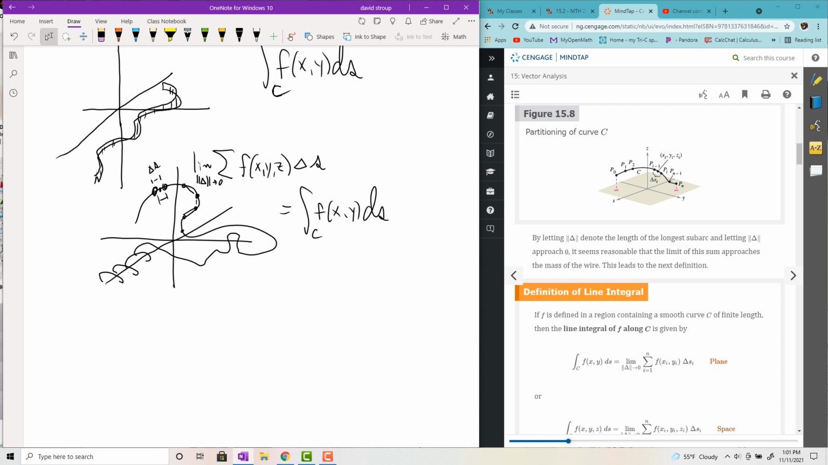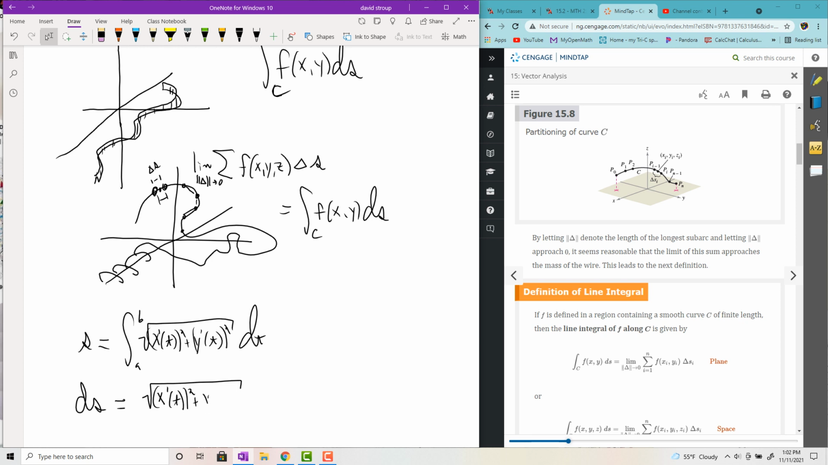First, recall the integral for arc length. So we had the square root of x prime of t squared plus y prime of t squared dt from a to b. If you take the derivative of that thing, you get ds with respect to dt, but the end result is kind of like the integral goes away. So you have the square root of x prime of t squared plus y prime of t squared dt.